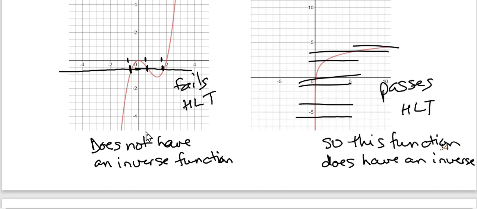We call a function like this one in the right picture 1-to-1, because for it to be a function, each x has to go to one y. For it to have an inverse, each y can only have one x that goes to it. So 1-to-1 means for both of those to happen, one x goes to one y. That's why we call it 1-to-1.